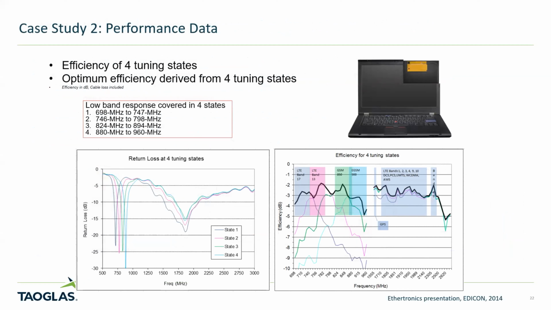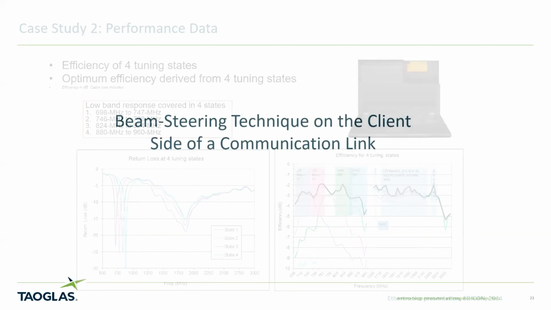Again, that made it into production, and this really shows the concept. On the left is measured return loss for 4 tuning states. On the right is measured efficiency. The concept at the time was we wanted instantaneous high band, 1710 to 2700, but knowing we had an effectively electrically small antenna below 1 gigahertz, we broke it up into 4 narrow band tuning states that allowed us to break 698 to 960 into 4 different frequency bands. So that's an example of technique number 2, which is a band switching or active aperture technique.